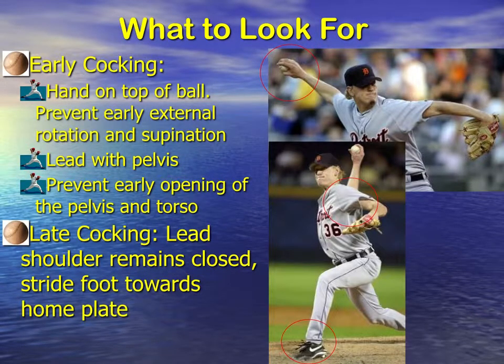So when we analyze pitchers, we see these illustrations here, noticing that the hand is on top of the ball. This helps to prevent early external rotation, and in a position called supination, or where we turn the forearm upwards. It is very important to lead with the pelvis, but we want to prevent what we call opening, and so that means that the back pelvis or the trailing leg needs to be hidden, or late rotation of the pelvis, as we would say. So we want the lead shoulder closed and the stride foot pointed towards home plate.